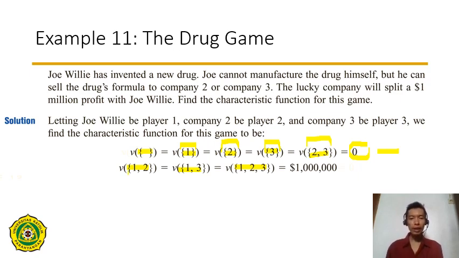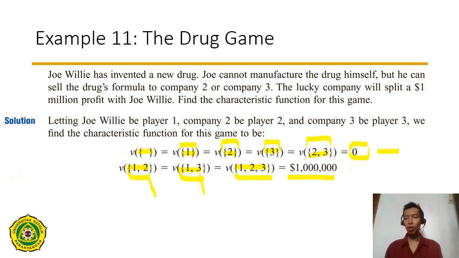Now, if 1 and 2 form a coalition, so Joe Willie and company 2, or 1 and 3, Joe Willie and company 3, then this coalition will receive $1,000 of profit because Joe Willie has the recipe and the company, either company 2 or company 3, has the ability to manufacture the drug.